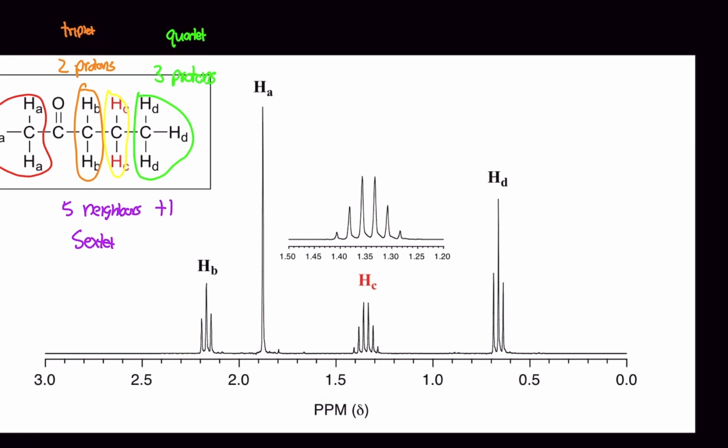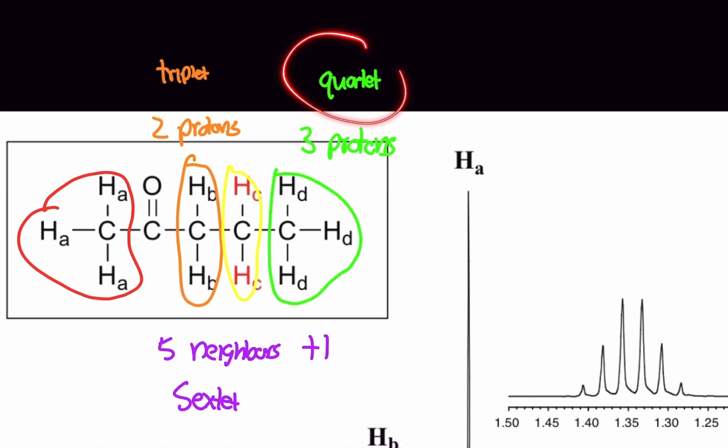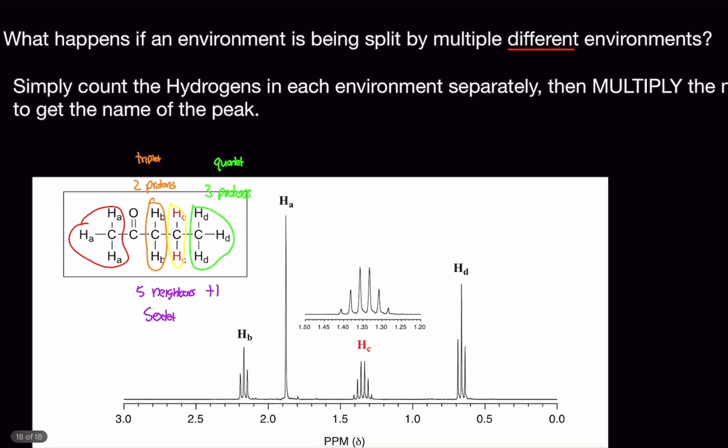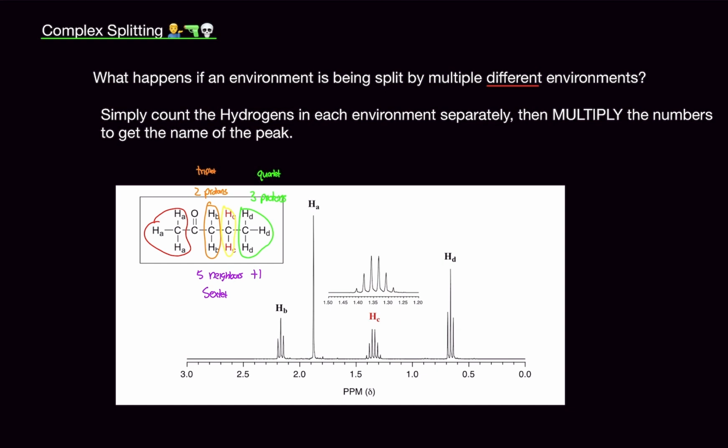Now, how do you know if it's called a quartet of triplets or a triplet of quartets? There is a difference. That's very complicated because it involves some math. But typically the bigger group gets called first. Don't worry about it, okay? Just take my word, triplet of quartets is the answer.